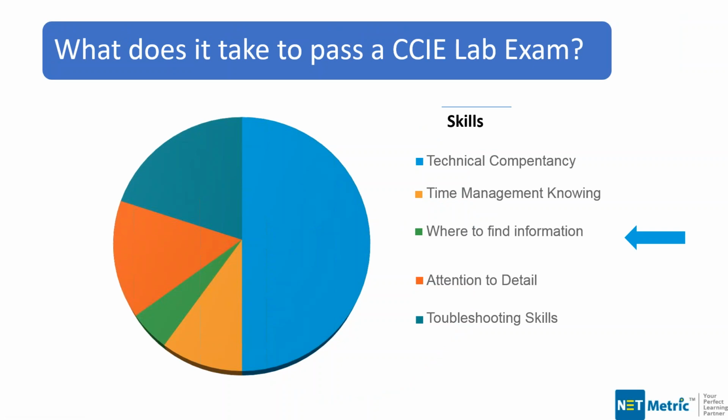What does it take to pass a CCIE Lab exam? All about is skills. Technical competency is there. We need the ability to do the technical things successfully and efficiently. Time management, you should know how to manage your time, absolutely. Where to find information, the best thing is you can find from Cisco, always follow the Cisco documents. Cisco websites are there, you can find the white papers, you can read the blogs, and the Cisco documents are available. So find your relevant information from the Cisco website itself. Why? Because they are the updated one.